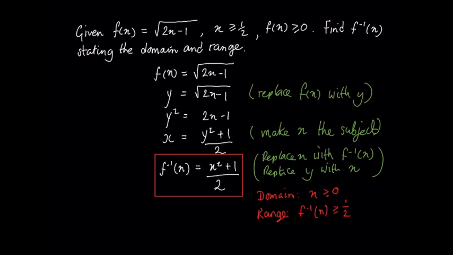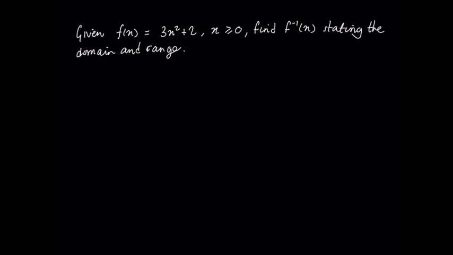Let's have a look at a similar problem. We're given f of x is equal to 3x squared plus 2. The domain is x is greater than or equal to 0, and we want to find the inverse function, f to the minus 1 of x, stating the domain and the range. We'll proceed in a similar manner to how we did before. So we'll write f of x is equal to 3x squared plus 2. The first step then is to replace f of x with y, and we'll write this as y is equal to 3x squared plus 2.